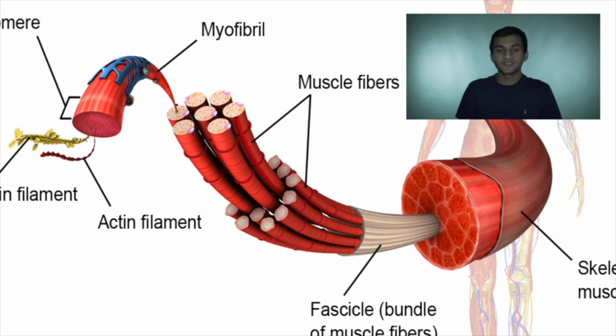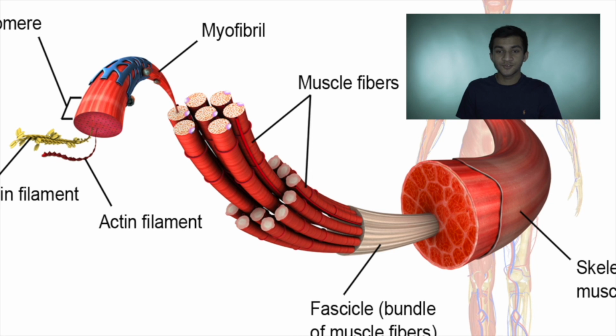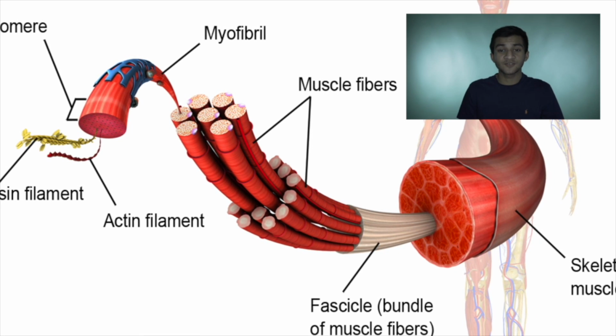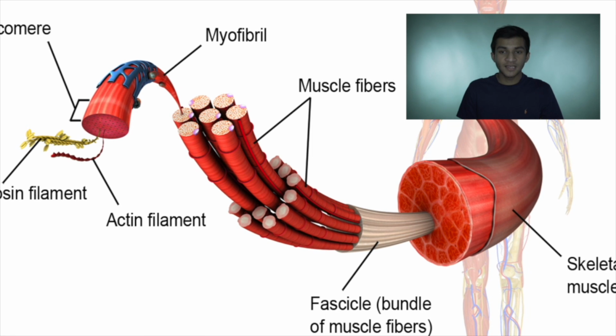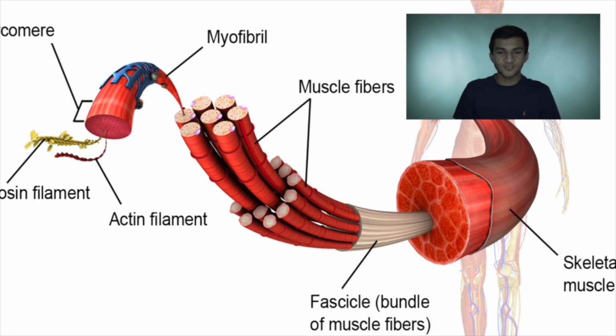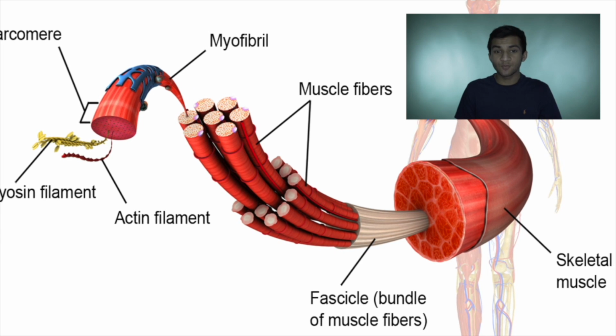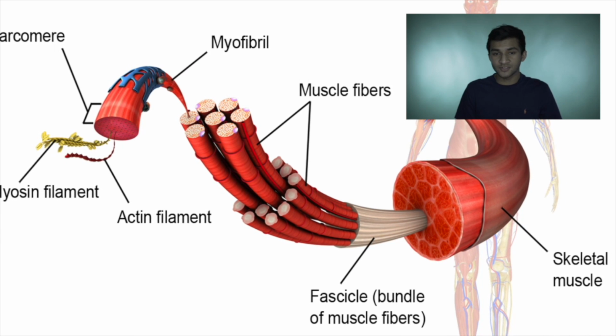The sliding filament model describes the process used by muscles to contract. At a very basic level, each muscle fiber is made of small fibers called myofibrils. These contain even smaller structures called actin and myosin filaments. These filaments slide in and out between each other to form a muscle contraction.